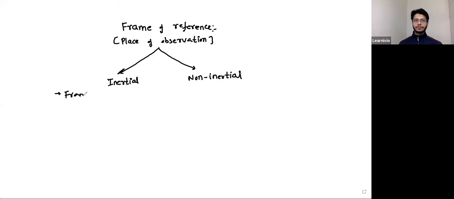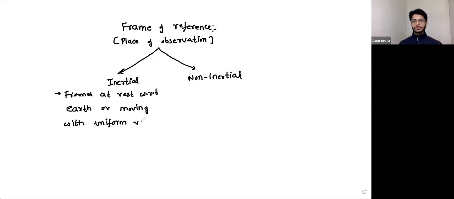Inertial means frames at rest with respect to Earth or moving with uniform velocity with respect to Earth. So these types of frames are known as inertial frames.